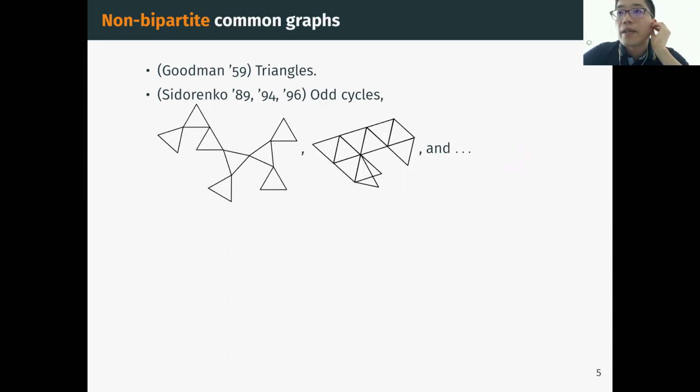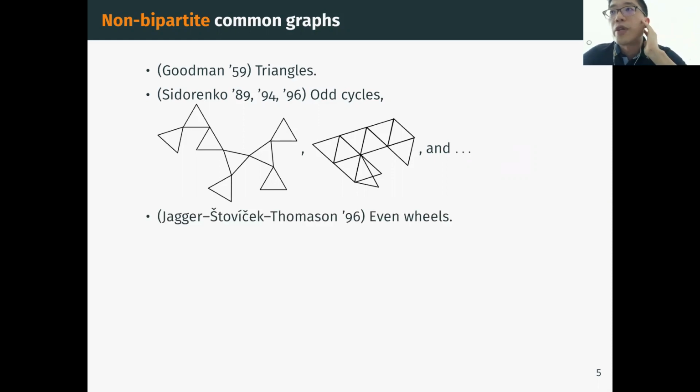Okay, and then Jagger, Šťovíček, and Thomason reproved these results. And they also proved that even wheels are common. So this is in fact contained in this part, which I'm going to talk about later. But they gave a little bit simpler proof. And after that, there was almost no progress before the invention of flag algebras.